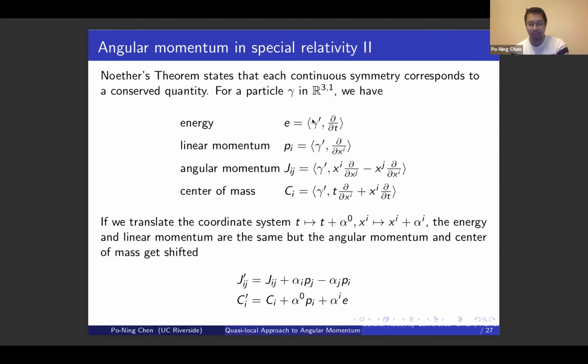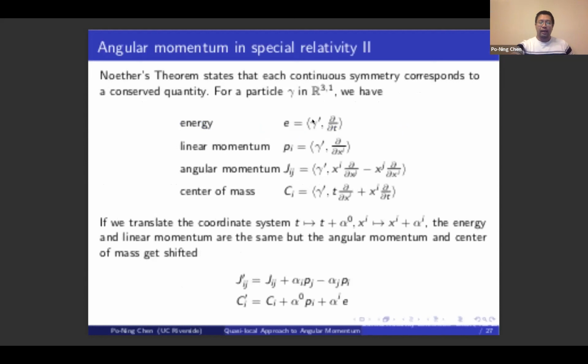Again, in this framework, it's very easy to see what happens when you do a coordinate transformation. You translate time by some constant, and translate the position by some vector, alpha 0 and alpha i. The energy and linear momentum remain the same. The angular momentum shifts by the same rule as before: the original one plus the cross product between the spatial coordinate shift and the linear momentum. The center of mass has a similar change formula. These are easy to verify.